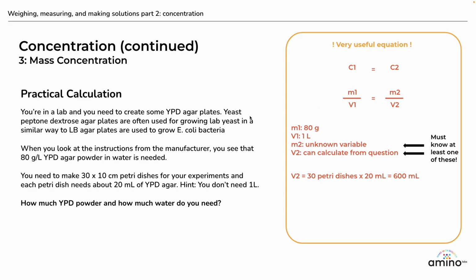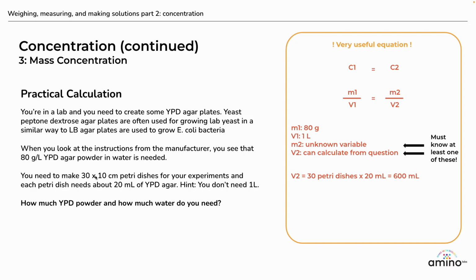So we know that we need 80 grams per liter YPD agar. So that's the concentration, and we could actually plug that in. So we could say our mass 1 is 80 grams, our volume 1 is 1 liter. Okay, so we'll plug that in a little while here. M2, or let's jump to V2 here. So we're not making 1 liter worth, right? But we know that's the concentration.